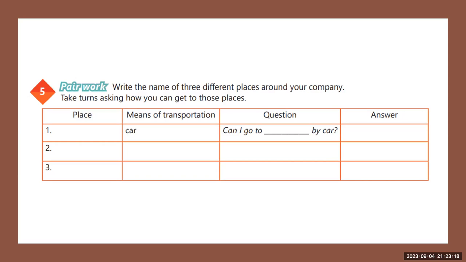The second, place, market. Means of transportation, motorcycle. Question, can I go to the market by motorcycle? The answer is yes, you can. And the third, place, university. Means of transportation, ship. Question, can I go to the university by ship? The answer, no, you can't.